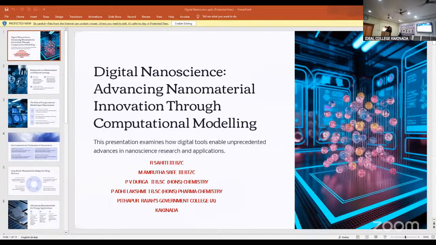Data-driven discovery: AI systems analyzing vast materials databases to identify promising nanomaterial candidates. AI-enhanced simulation: machine learning accelerating traditional simulations by orders of magnitude. Integrated workflows: high-throughput computing combined with AI for autonomous materials discovery. Inverse design: using AI to work backward from desired properties to optimal nanostructures.